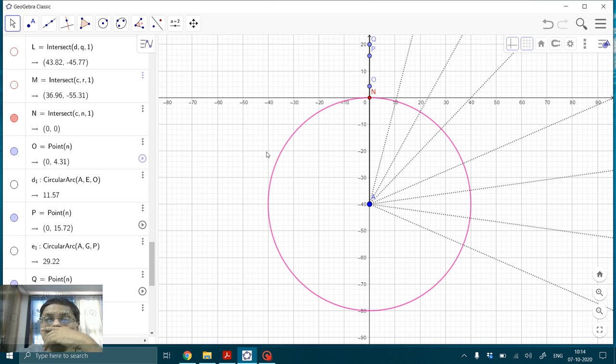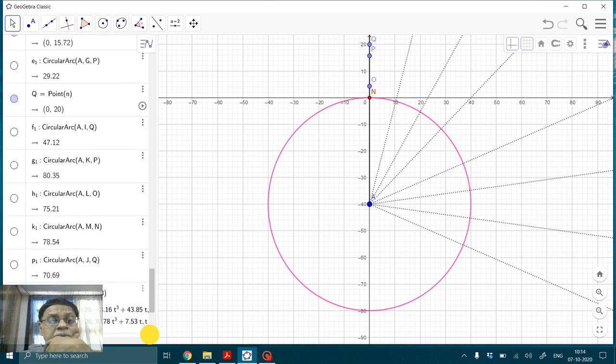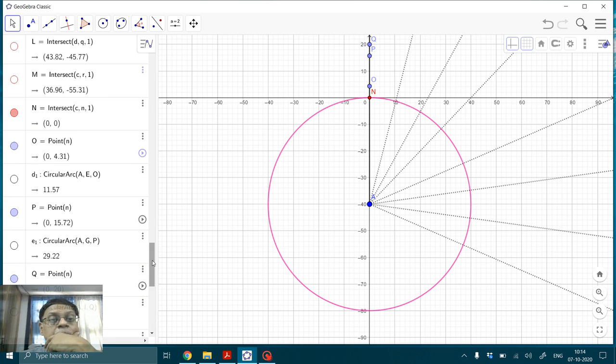Now, what do we do? Remember that this position O is at 15 degrees. So I have to now mark this along this 15-degree line. What we basically do is draw an arc. Let me see what is the right arc that we have. Not the spline fits. Let me draw a circular arc A, E, and O. I think that's the right arc.